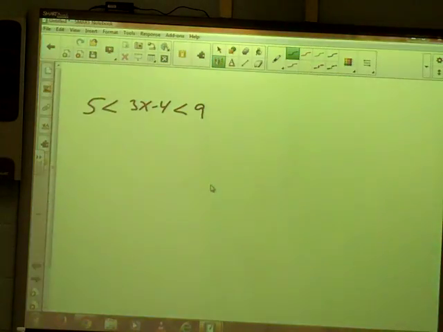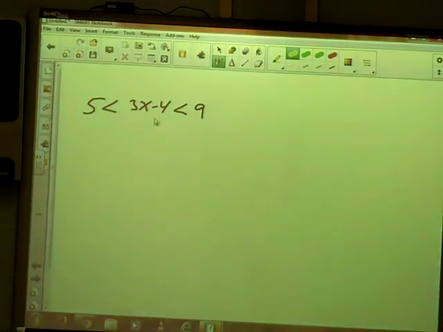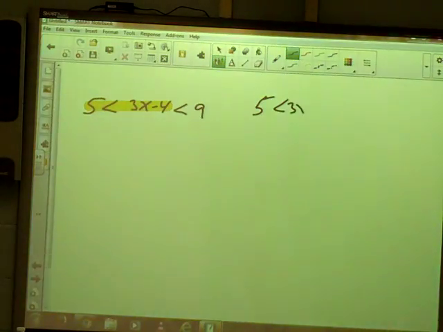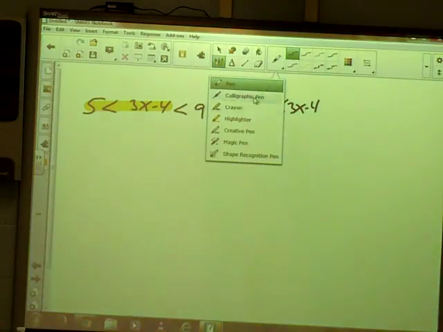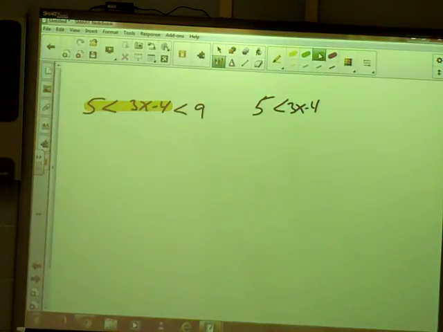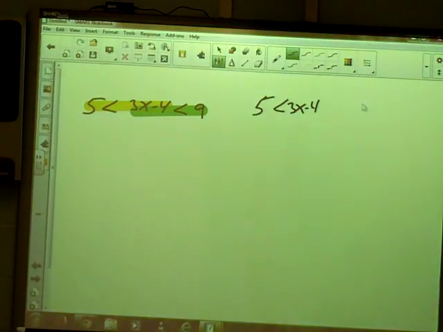The way that I did this with middle school kids is I made them write it out into two separate problems. Okay? We get the two separate problems by starting on the far left and going all the way to the second sign. So I would write 5 is less than 3x minus 4. Then I get my second problem by starting after the first sign and going all the way to the end. So my second problem would be 3x minus 4 is less than 9. So those are the two problems I have to solve. Okay, this is method number 1.